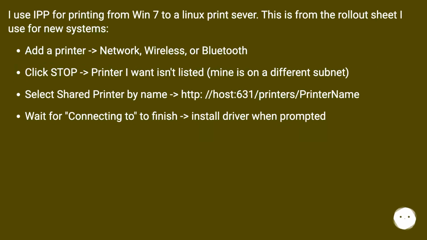I use IPP for printing from Win 7 to a Linux print server. This is from the rollout sheet I use for new systems. Add a printer, network, wireless, or Bluetooth. Click stop, a printer I want isn't listed, mine is on a different subnet. Select shared printer by name, http, and wait for connecting to finish. Install the driver when prompted.